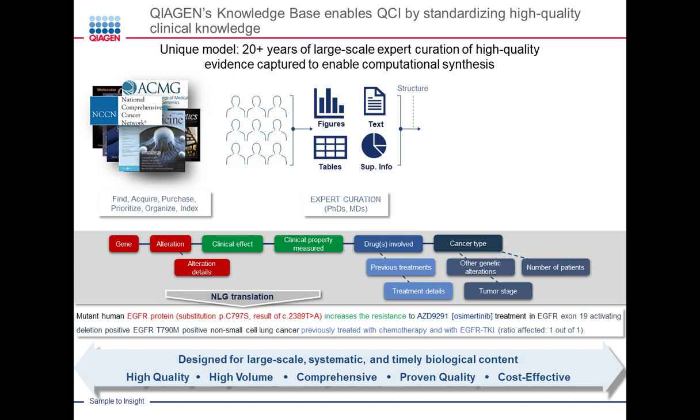QIAGEN's approach is quite unique in that we capture the information not just as typed sentences, but in a structured manner. That structured manner enables the evidence to be written out, so to speak, automatically in templated English, like this example, what we call a finding, a natural language generation from the structured evidence we captured into a knowledge base, but it also enables it to be used computationally.